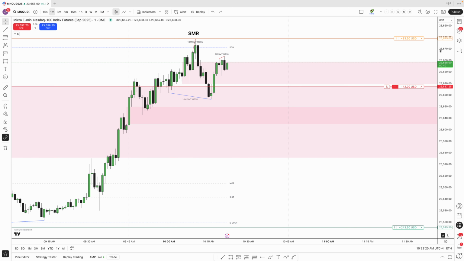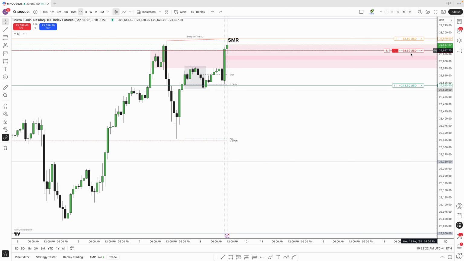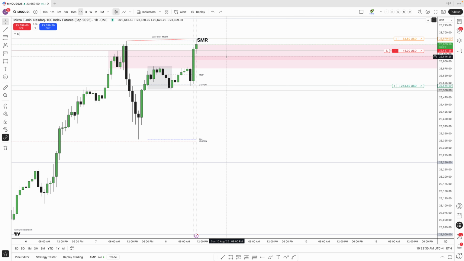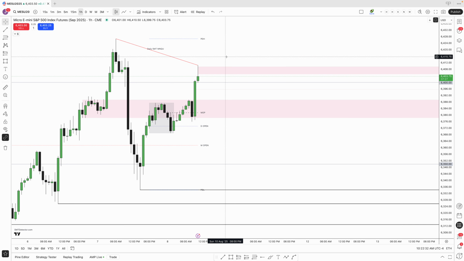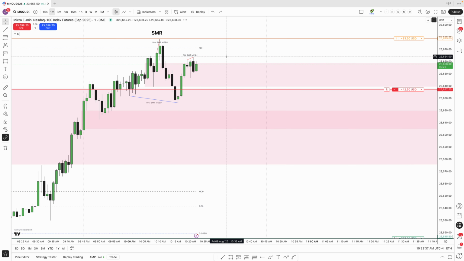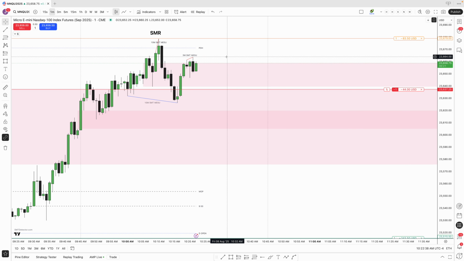The only thing that's outside of the protocol here is we violated the PD array. I mean, that's significant because higher time frame determines everything, but we have daily SMT as the new POI. So, to me, it's worth it. It's a 50-50 ball. But I would take this again and again.